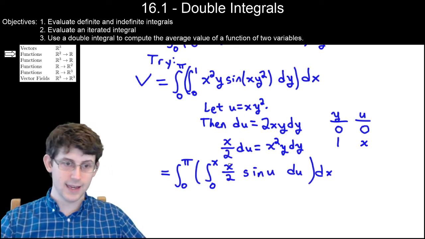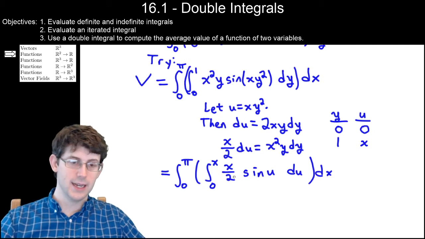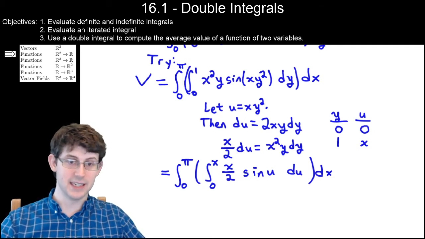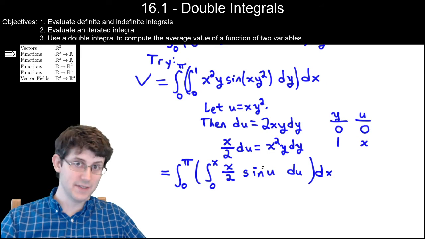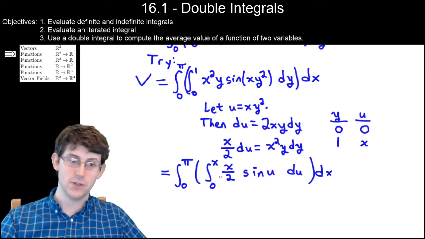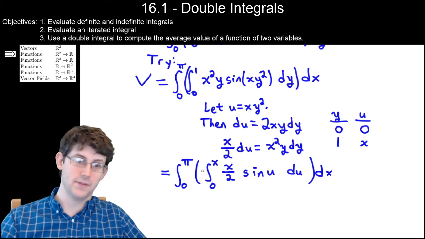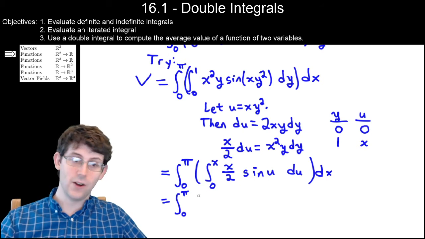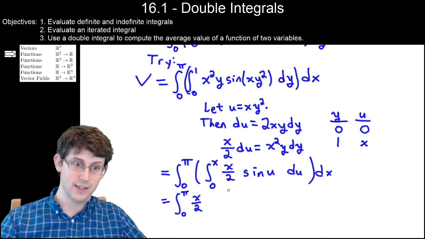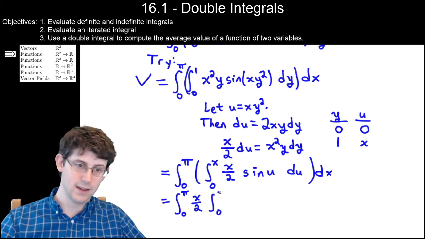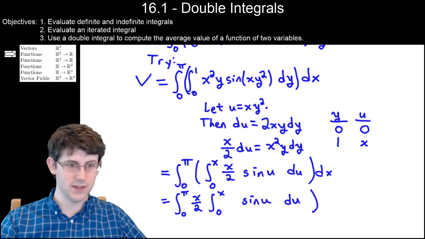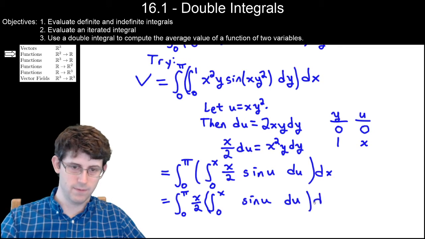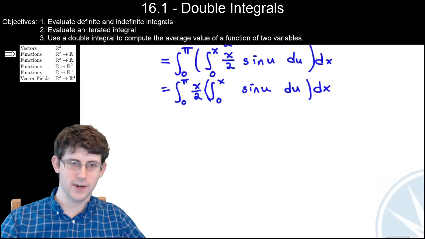Now here's the trick. x over 2 does not look like a constant to you, but x is not a variable in this integral. In this integral, y is a variable and x is a constant, so you can factor x over 2 out of this integral. I can't get it all the way out to the outside because this outer integral is an x integral, but I can factor it out of the part that I'm working on right now. Hopefully I don't run out of space.